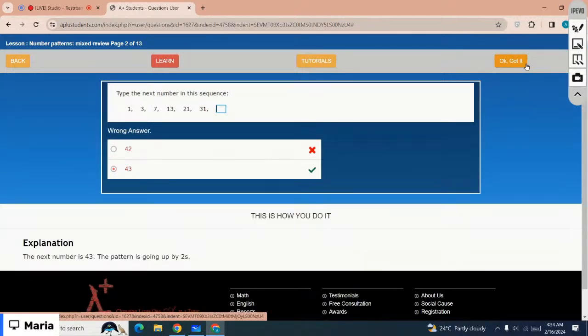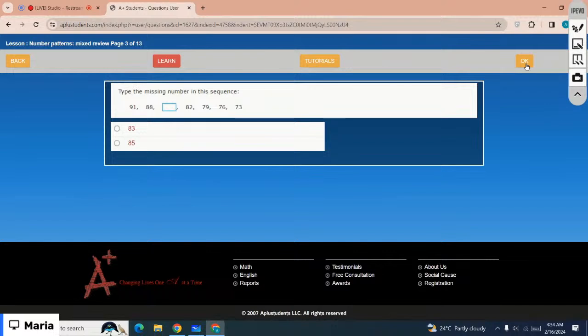43. 1 plus 2, 3 plus 4, 7 plus 6, 13 plus, oh, 12 you have to add, sorry, 43 it is. You have to add 12 because the numbers are going up by 2, right? You add 2, 4, 6, 8, 10, so the last one you have to add 12.